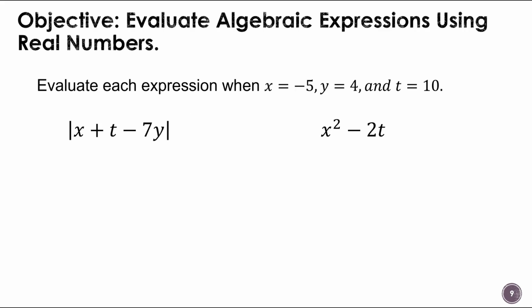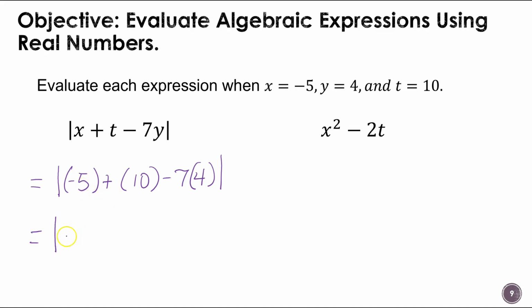All right, so these are evaluating algebraic expressions. How many do I have here? Just that. So I think I'll just go ahead and put that on the same video. All right, so we're going to replace x with -5. T is going to be 10. It's -7 times y, and y is 4. Now this is all inside the absolute value bars, so we know our answer is going to end up being a positive number in the end.